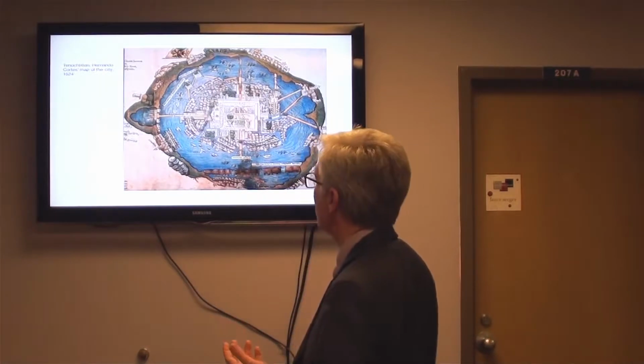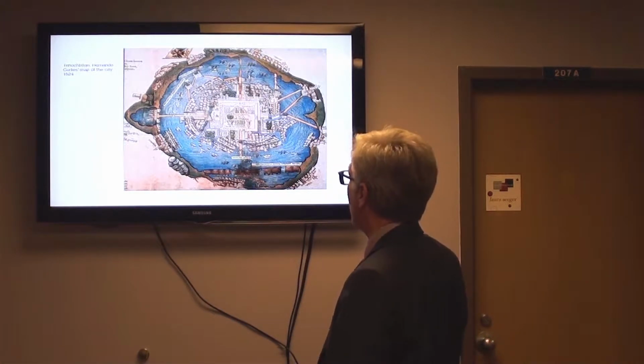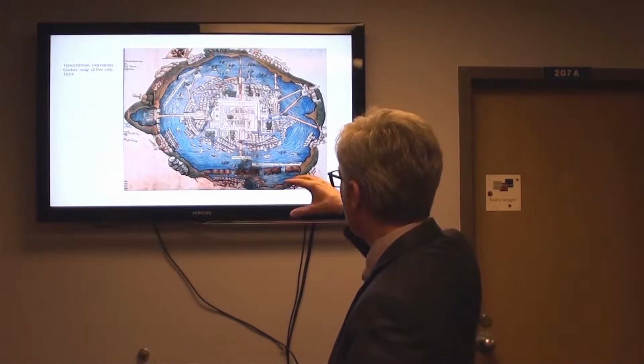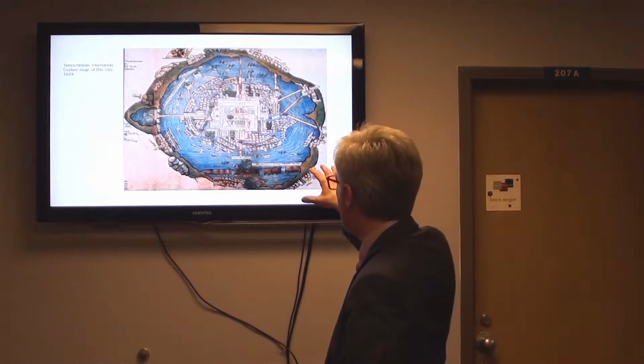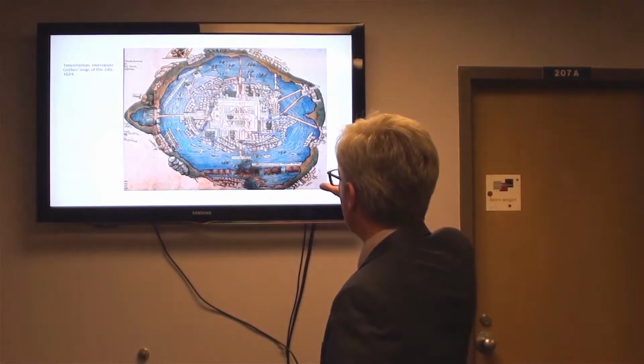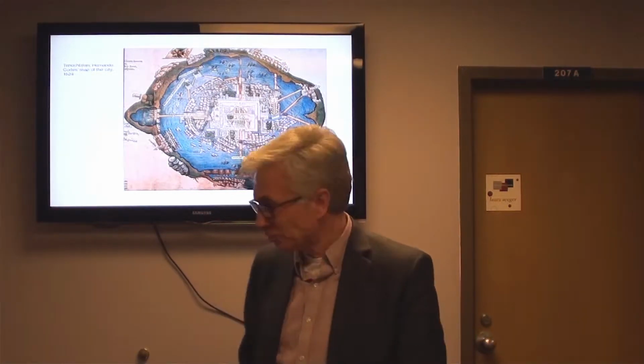That's a representation. This is the map that the conquistador Hernando Cortez commissioned or made of the city of Tenochtitlan as the Spaniards came into the New World, into what we today call Mexico City. But again, representation here in map form.